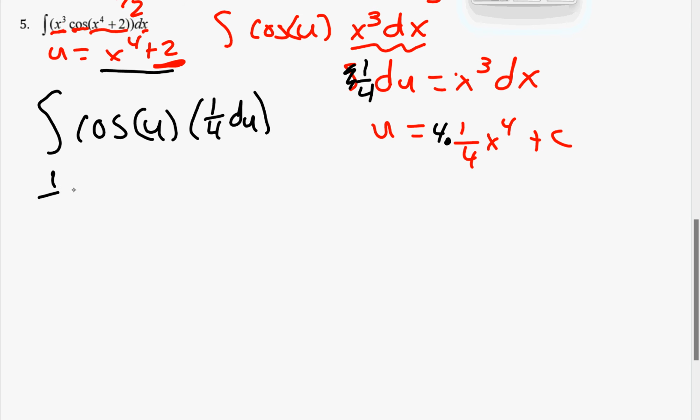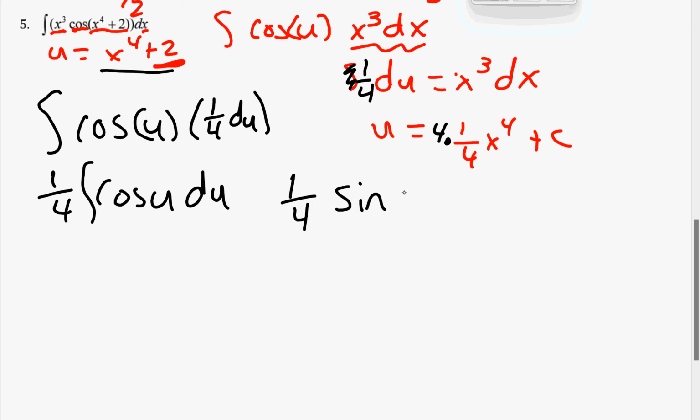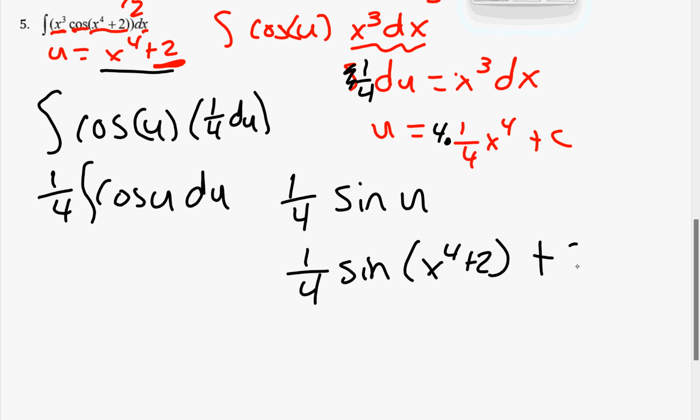I can bring the 1/4 out front. Now I can take the integral, which is sine. Okay, and then I can substitute what u is, which is x to the fourth plus 2, and then just add c. There we go.